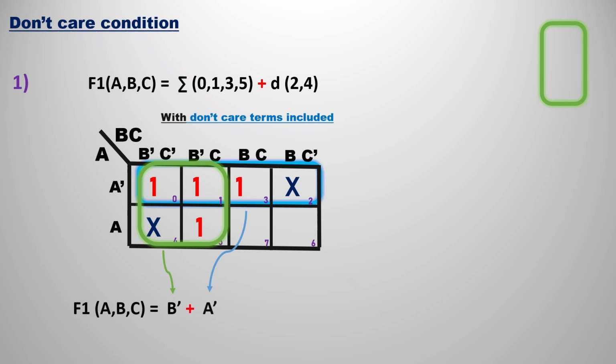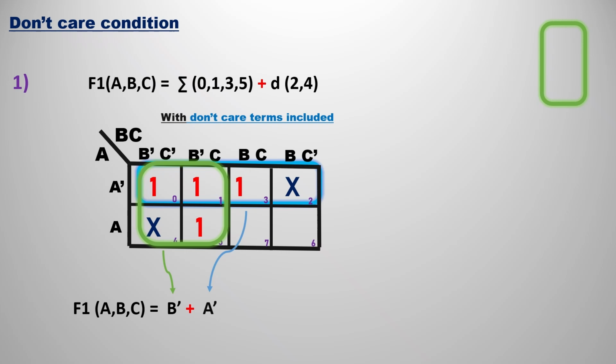With don't care terms included, we have to consider the don't care also as a 1, because we are first doing with SOP. So that is sum of product. So if you consider that, we can group 0, 1, 3, 2 as a group and 0, 1, 4, 5 as a group. So the blue group indicates A bar and green group indicates B bar.